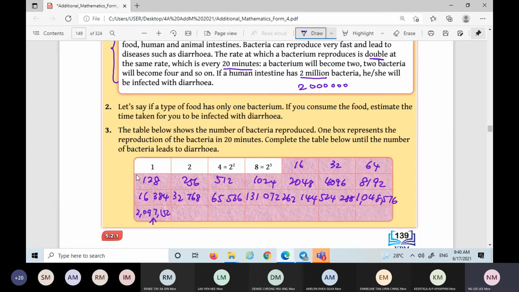Okay, so if each of this is 20 minutes, so after 20 minutes you will have this. After 20 minutes, you have this. Okay, so 1, 2, 3, 4, 5, 6, 7, 8, 9, 10, 11, 12, 13, 14, 15, 16, 17, 18, 19, 20, 21. Okay, so 21 times 20 minutes.